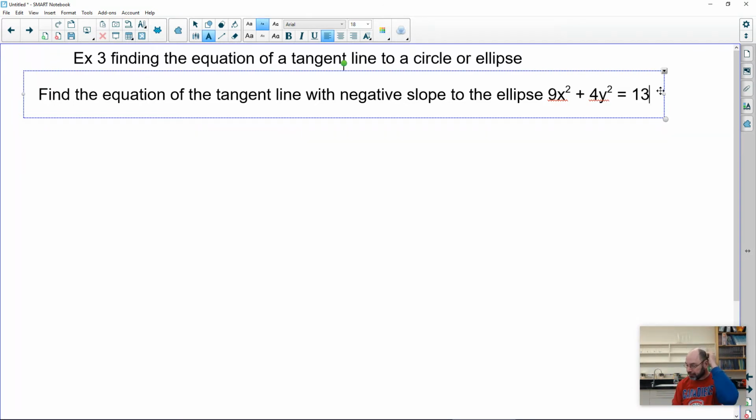Okay, so there's our equation with negative slope at the point x equals 1.